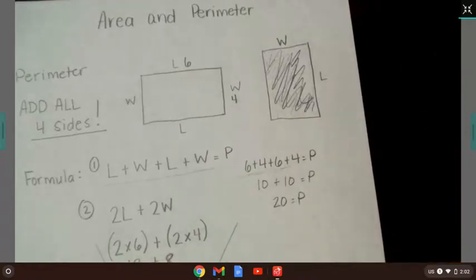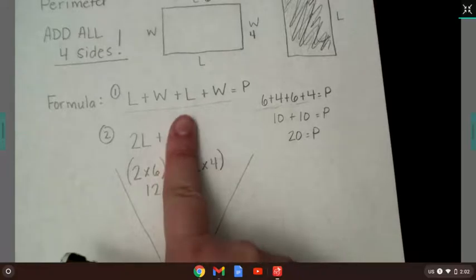So area is a different formula. Here's the formula for perimeter.